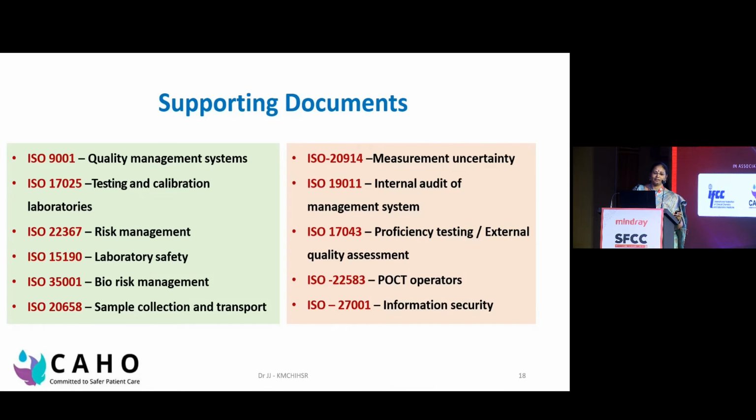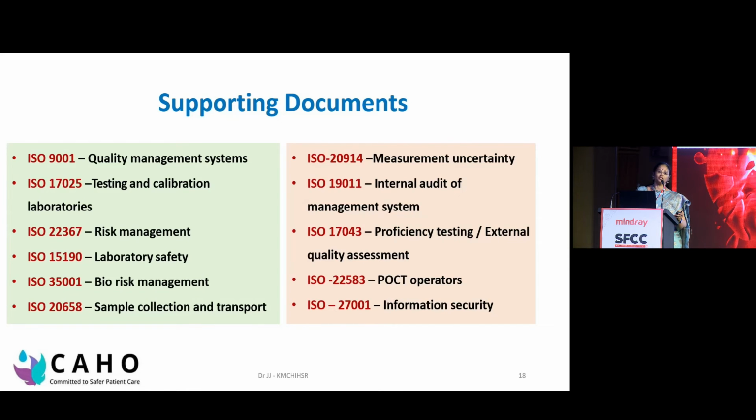22367 is for risk management. 15190 is laboratory safety. 35001 is biorisk management. 20658 looks at sample collection and transport. 20914 covers measurement uncertainty, which is a focus in this particular document. 19011 covers internal audit of management systems.